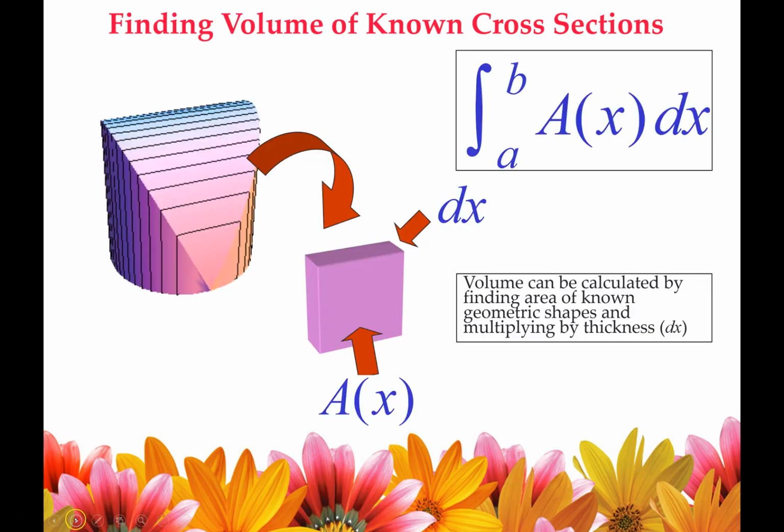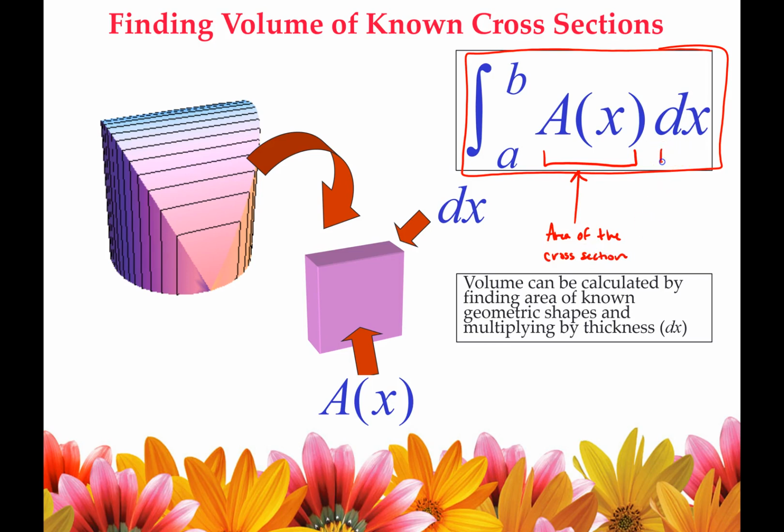So what's our formula? We'll go ahead and get this written down. Basically what we're going to do is calculate the integral from a to b, and I'll explain what those are in a second. But most importantly, we're going to take the area of the cross section, and that's what's in our integral. So this is going to be the area of the cross section.